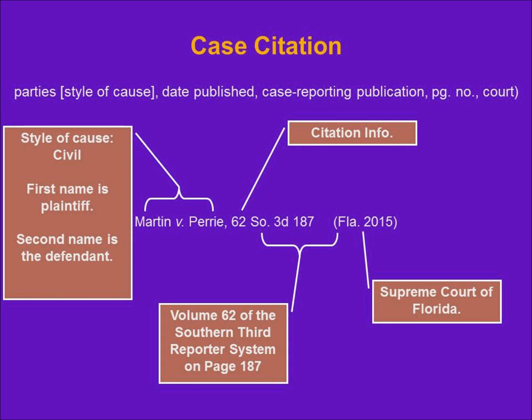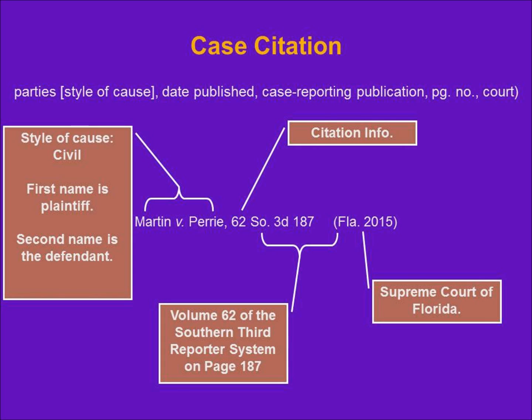Most states just freeze those parties' names. So it's always going to be A versus B all the way up the chain of appeals. So there's no confusion as to who's the plaintiff and who's the original defendant. But in some states, those flip around.